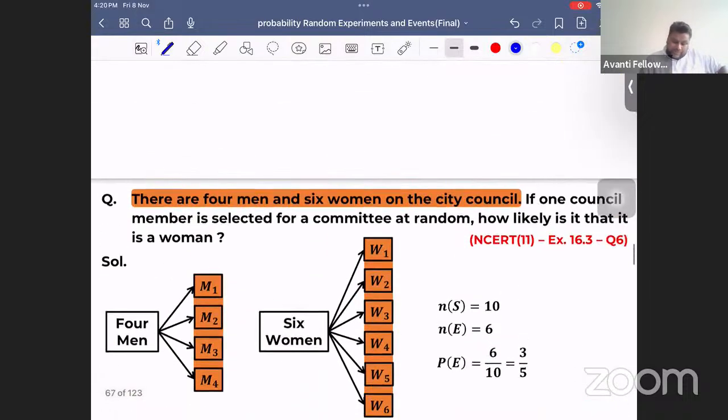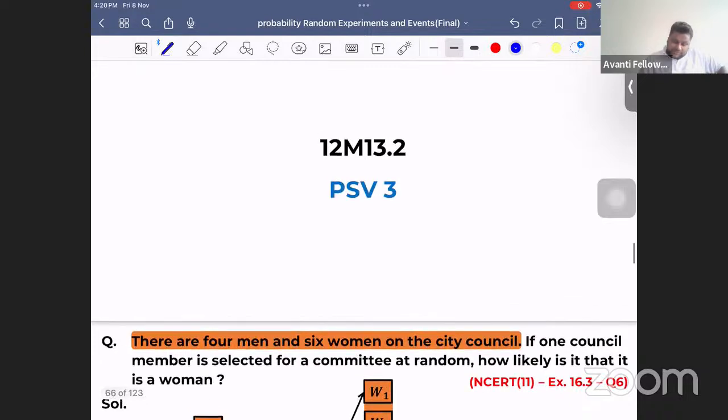Now there is a question, see. There are 4 men and 6 women in a city council. If one council member is selected for a committee at random, how likely is it that it is a woman? Quickly tell me. How many women are there? 6. So 6 women out of a total of 10. So the answer is 6 by 10. That is 3 by 5. Very simple.